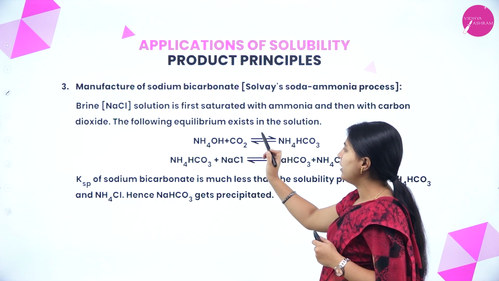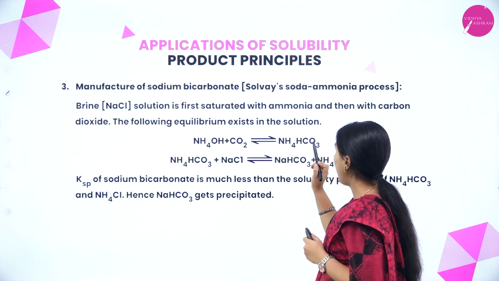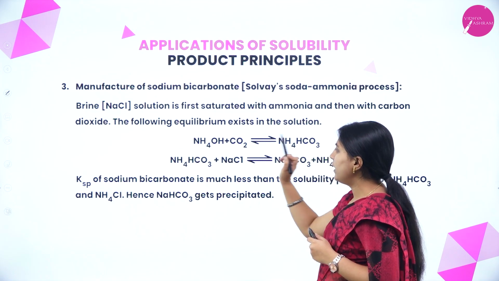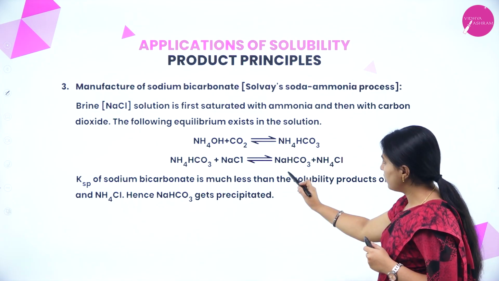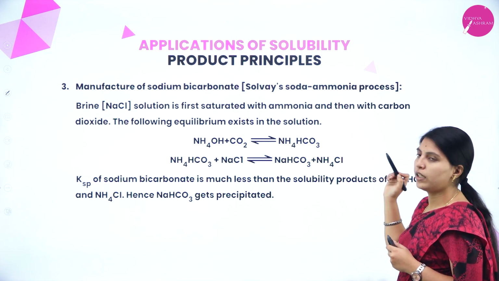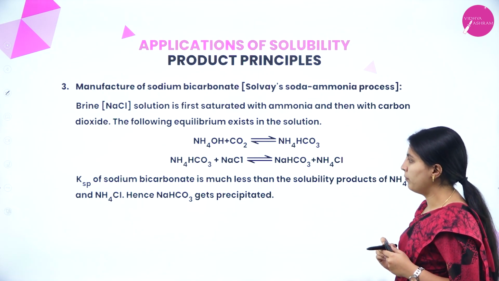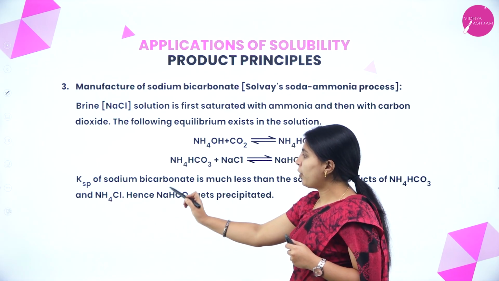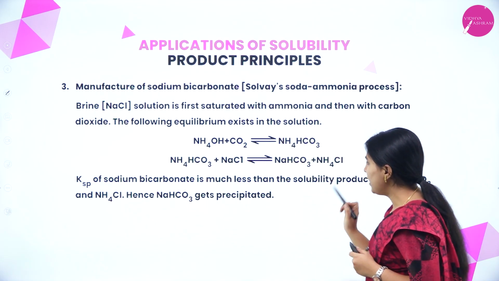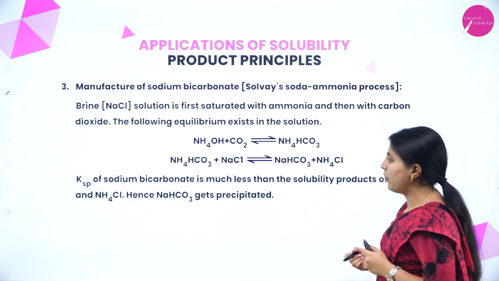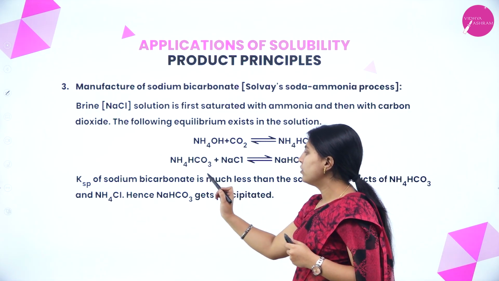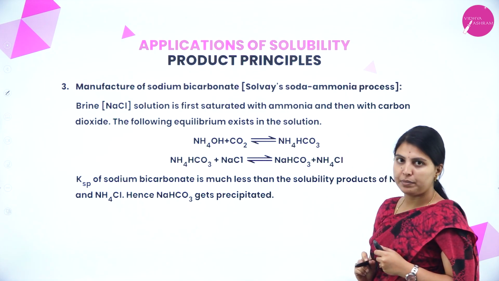Ammonium hydroxide treated with carbon dioxide forms ammonium bicarbonate. Then ammonium bicarbonate treated with sodium chloride, that is brine solution, forms sodium bicarbonate with ammonium chloride. Here the solubility product of sodium bicarbonate is much less than the solubility products of ammonium bicarbonate and ammonium chloride. Hence, sodium bicarbonate gets precipitated.